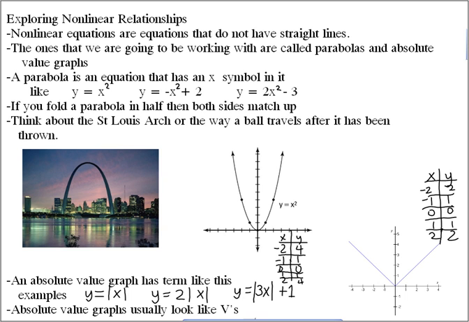Get into funkier graphs when we're exploring what are called nonlinear relationships. Now, nonlinear relationships are equations that do not have straight lines, because linear means a line, and if these don't have straight lines, or at least one continual straight line, then they are nonlinear. They are not straight lines. First one we're going to talk about are parabolas. Now, parabolas sort of look like arches.